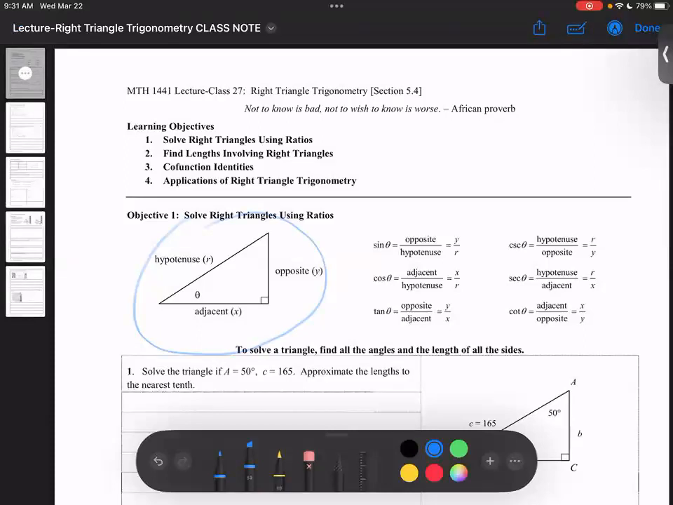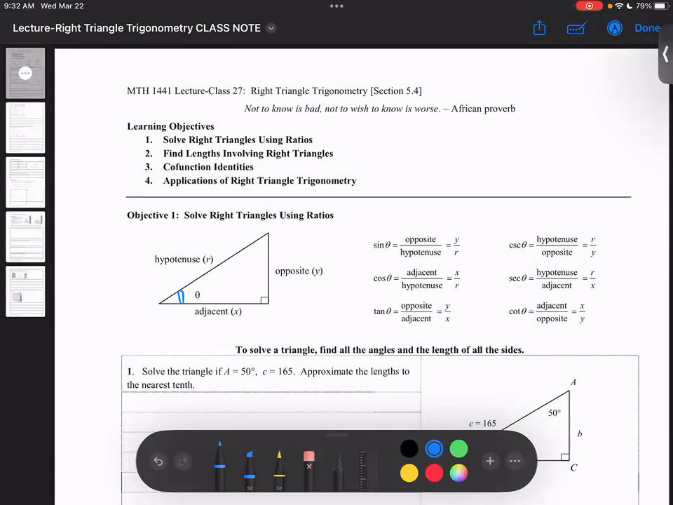If I have a right triangle, then I have these properties. Sine theta, so here's my theta, that's the angle theta, is equal to opposite divided by hypotenuse. Remember, opposite is the y-axis, right? It's corresponding to sine. Cosine theta is equal to adjacent divided by hypotenuse. Tangent is opposite divided by adjacent.